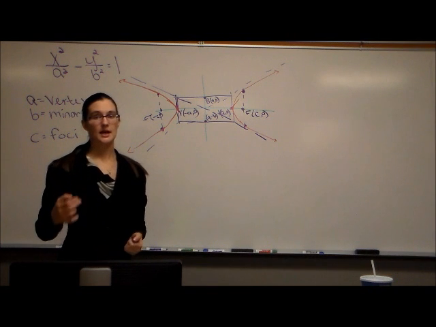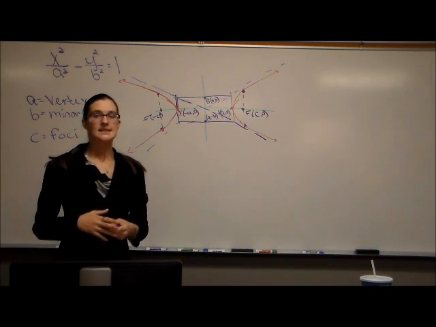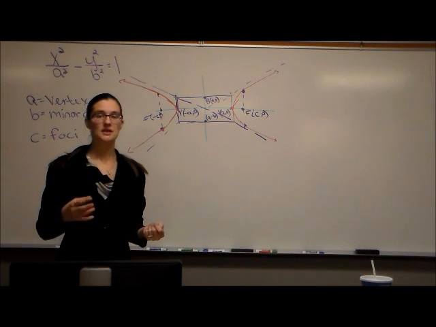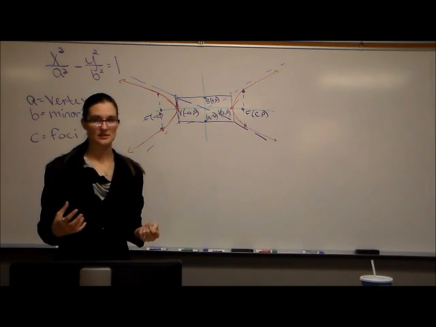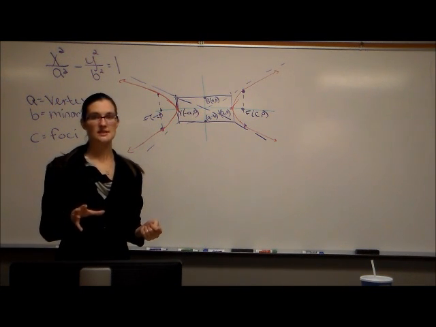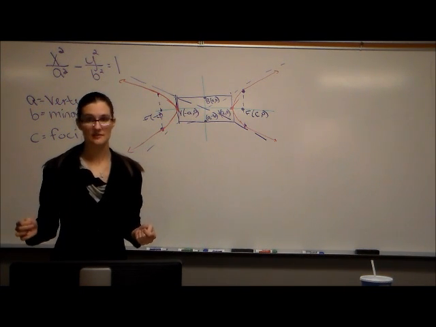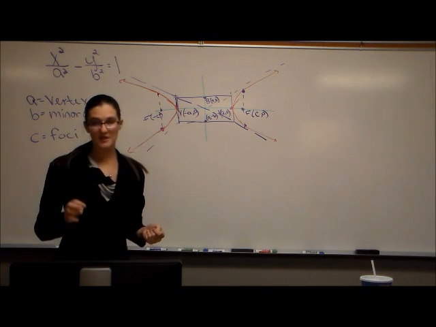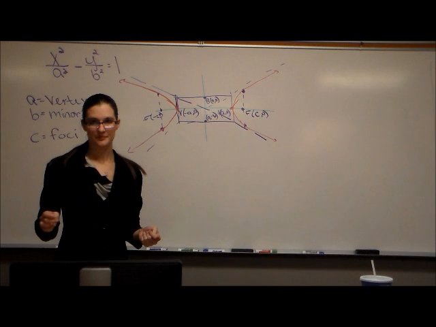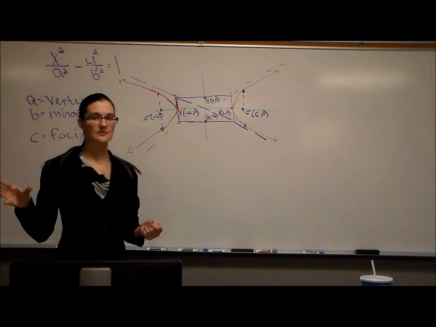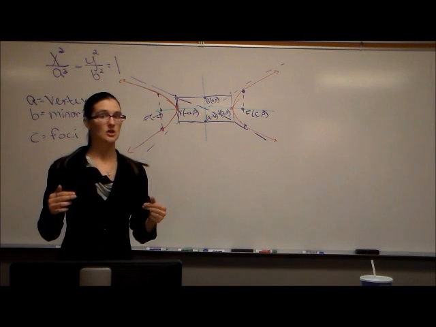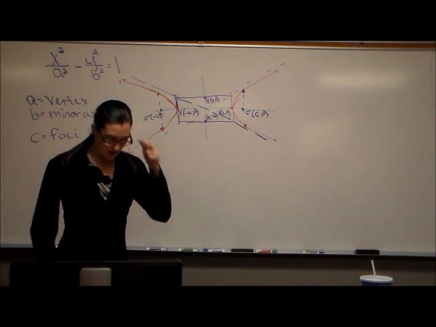Another difference between a hyperbola and an ellipse: an ellipse is the sum of the distances, and a hyperbola is the difference of the distances. Your formula for C has changed. So the way to get C is different for an ellipse than for a hyperbola. So you need to have both memorized and know which one goes to what.